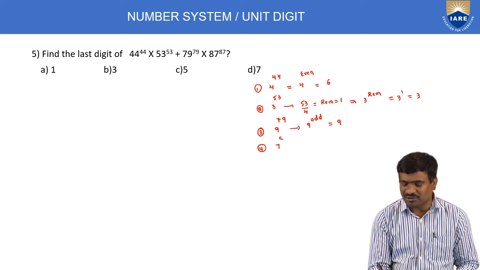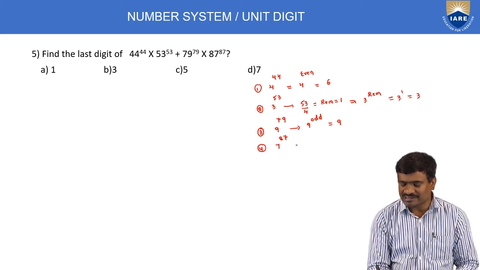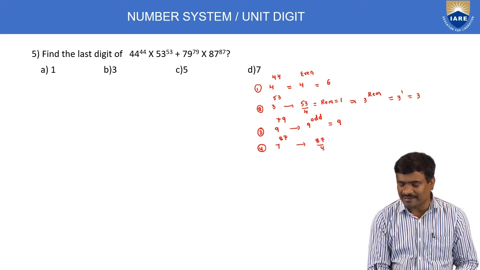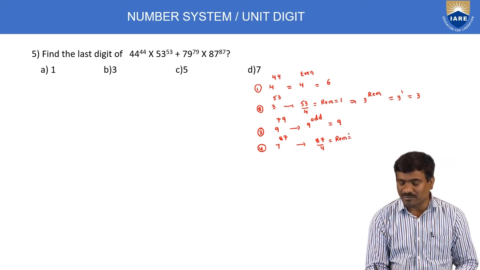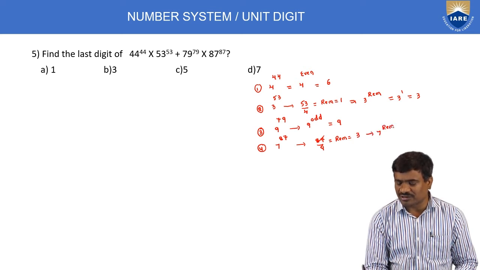And the last one, 87 to the power of 87, which is 7 to the power of 87. In the property of 7, the numbers are cyclic repeated, so divide the power by 4 and consider only the remainder. 87 divided by 4, remainder only 3. Next, 7 to the power of the remainder, 7 cube is 343. Unit digit only 3.